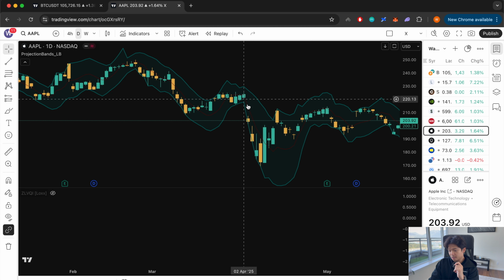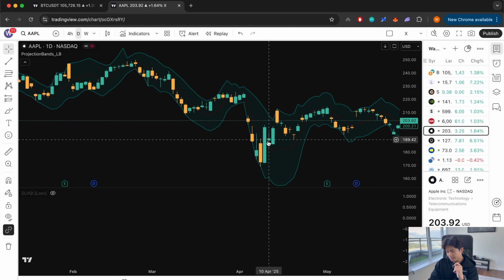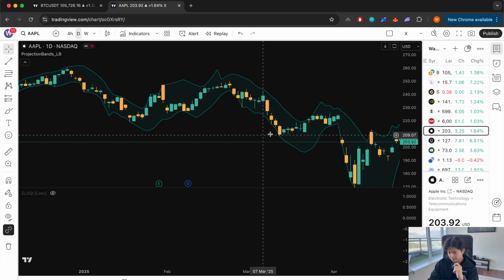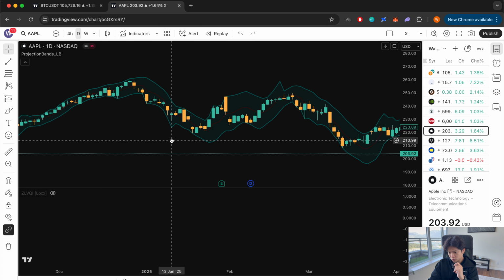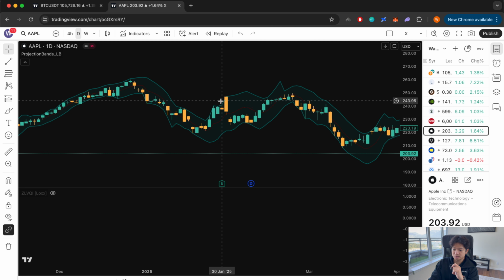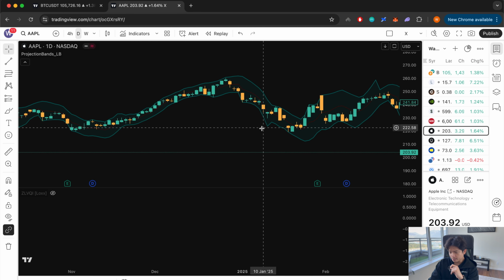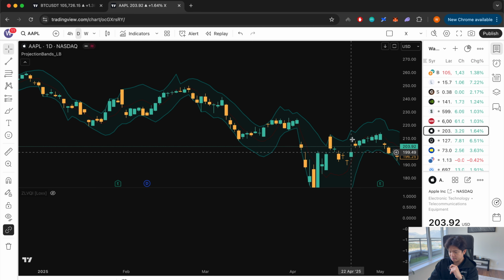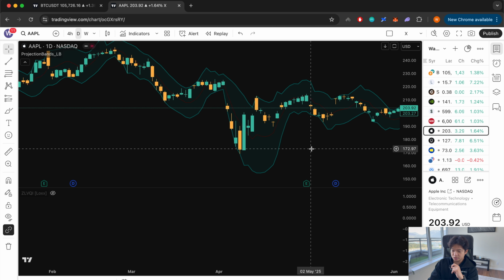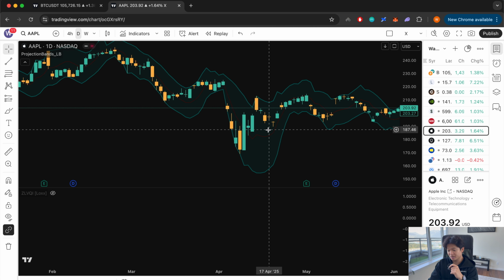Now, as you can see here, it narrowed, but it went downwards. And we'll find another example where it's quite narrow, but it went up. So it's not necessarily bullish or bearish when it narrows. It just means there's a potential breakout. Now, when it widens, same thing. It doesn't mean it's bullish or bearish. It just means it's in favor of the trend.